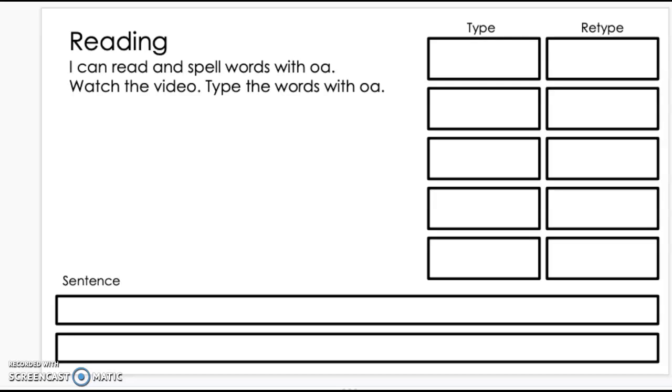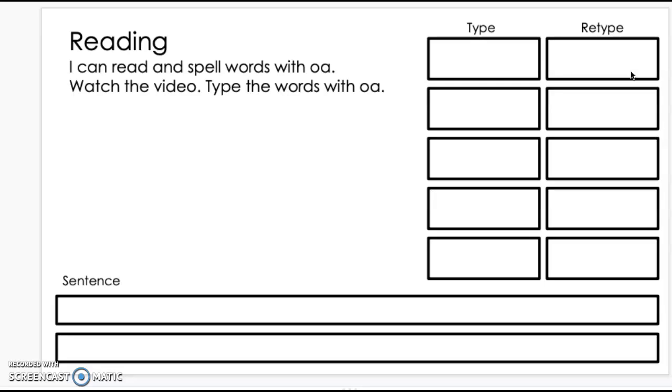Now, dictation is when we spell words with the new phoneme or the new sound for the week. Remember on our sheet where Miss B will call out a word and you will spell it and then you will rewrite it. But now you are typing it and then you are retyping to check. So I'll show you how to do this.